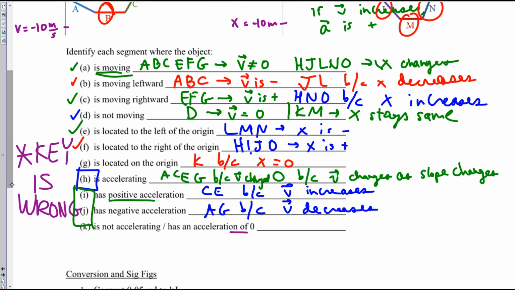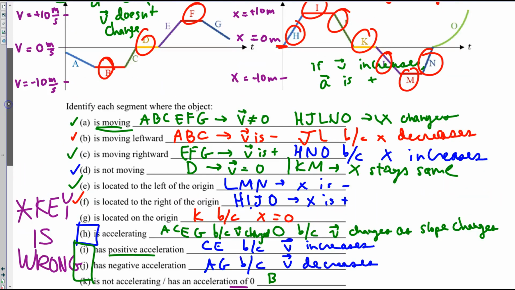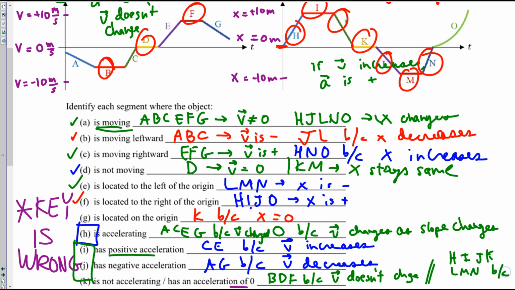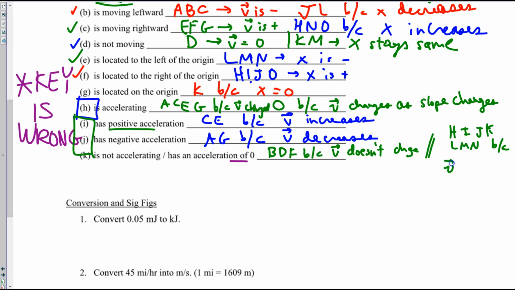So that's how we work through those ones. What did we say? B and D and F, because velocity doesn't change. There's my shorthand for change. And on the other one, it's H, I, J, K, L, M, N because the velocity slope doesn't change. Those are straight lines which have constant slope.